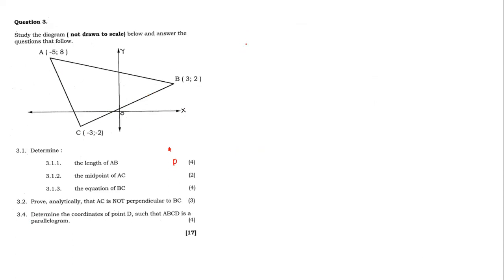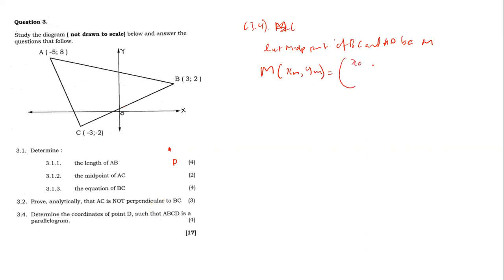So the midpoint of BC, we're going to call it M. Let the midpoint of BC and AD be M. So meaning when I have M, X of M, Y of M is equal to the bracket: X of C plus X of D divided by 2, Y of C plus Y of D divided by 2.